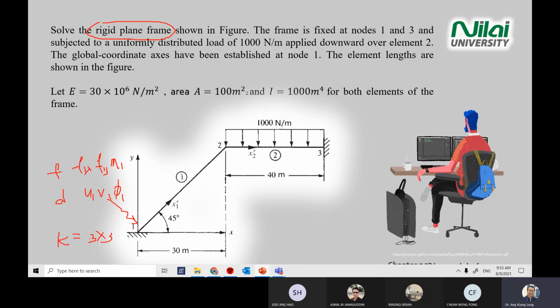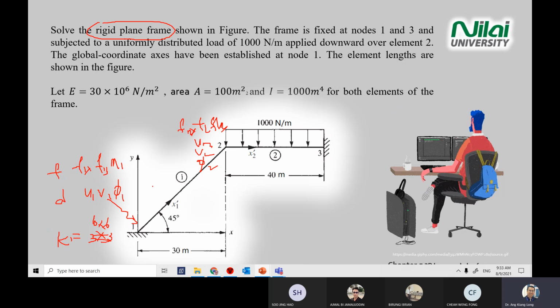So for F and D, your K... oh no, sorry, not 3 times 3. K for element 1 is 6 times 6, because element 1 connects point 1 and point 2. Point 2 also has U2, V2, rotation 2, and also F2X, F2Y, M2. So for the D itself, you are writing for element 1: U1, V1, rotation 1, U2, V2, rotation 2. So your K matrix for element 1 will be a 6 times 6 matrix.